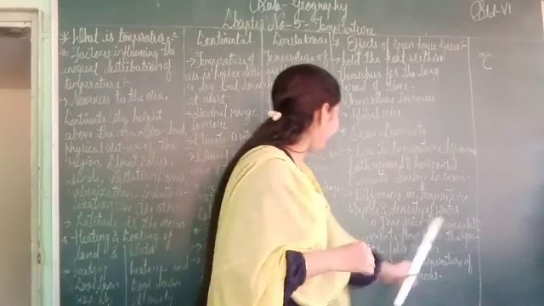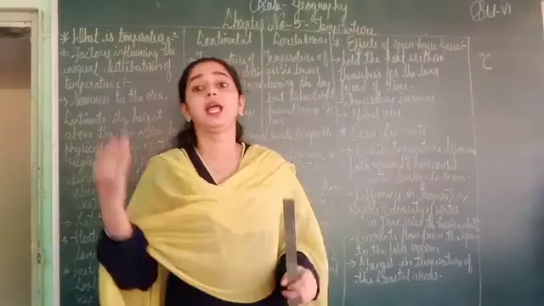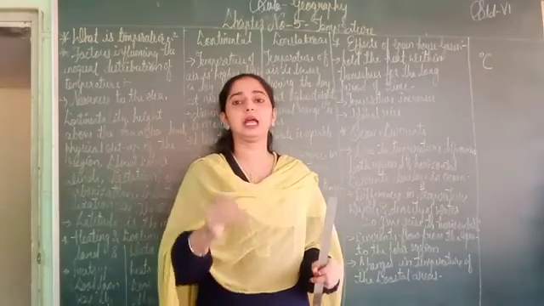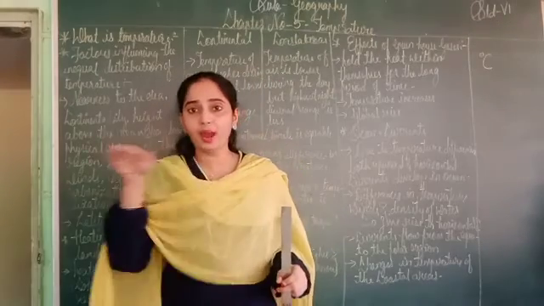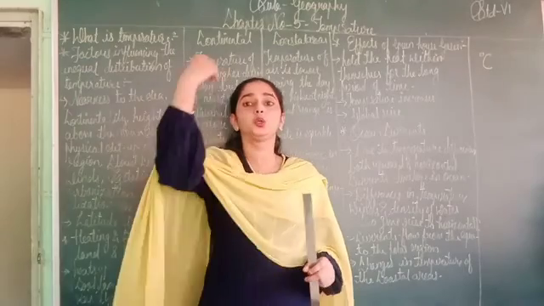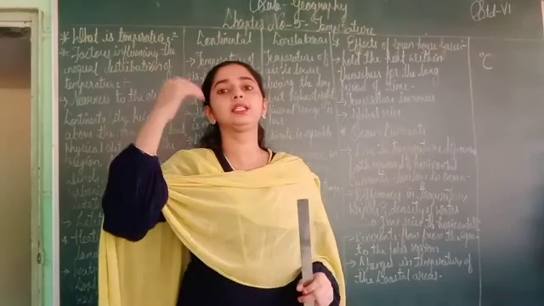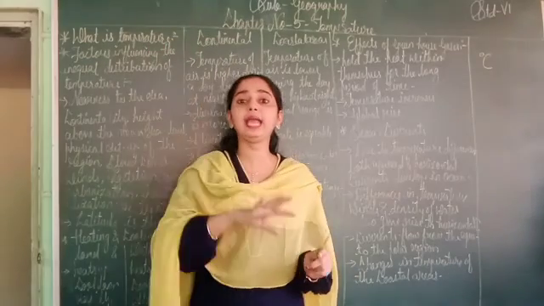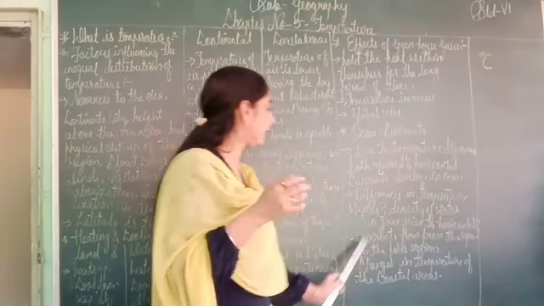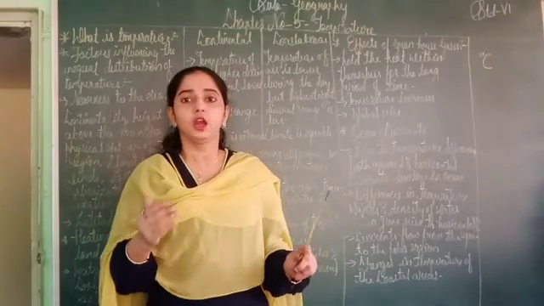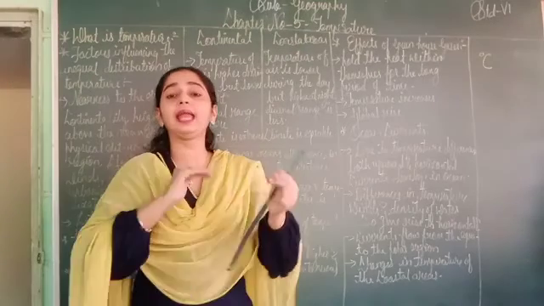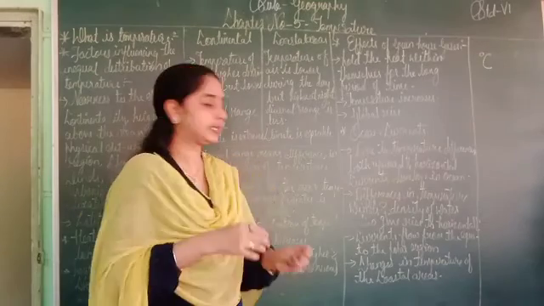Currents flow from the equator to the polar region, that is the frigid region, and again they change vice versa, from the polar region back to the equator. So they change their directions vice versa.